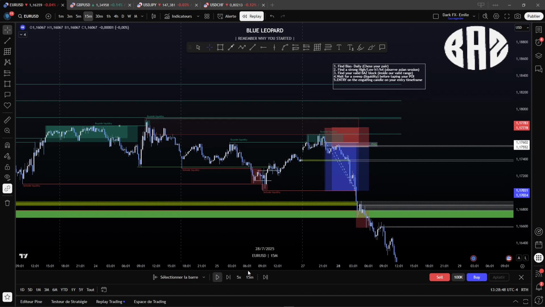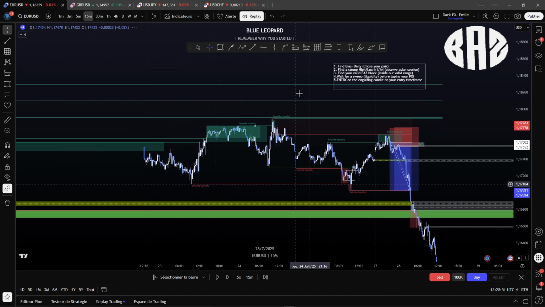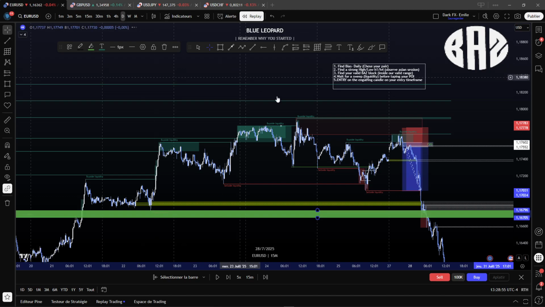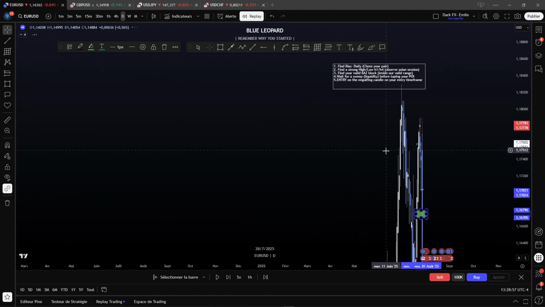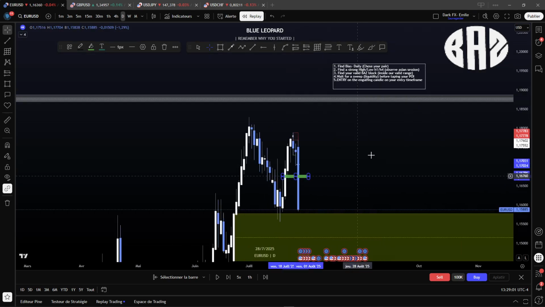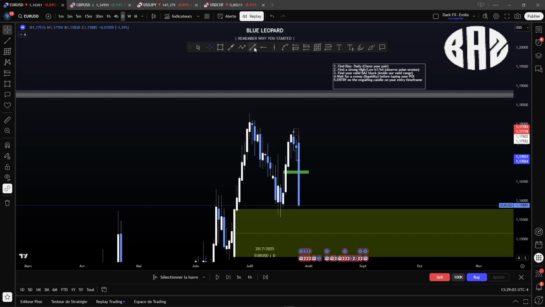Remember, I told you when I was on the daily time frame, this green line was the fair value gap, right? And now you can see how price dropped from this fair value gap and went straight to liquidity. Remember, this is liquidity down here.